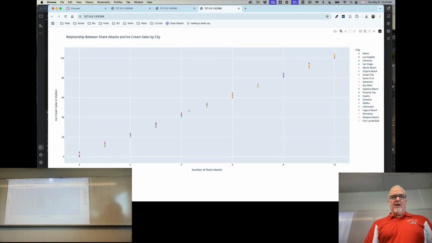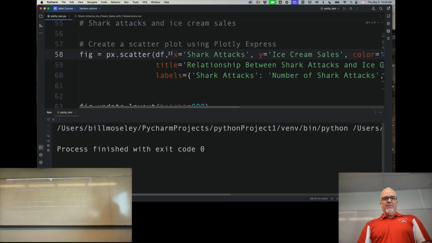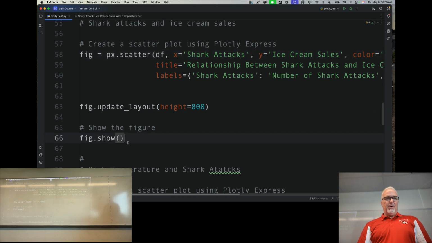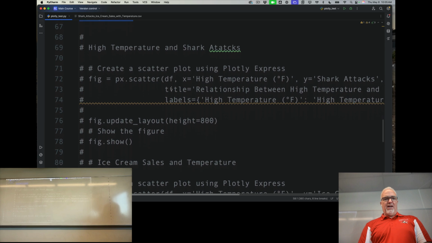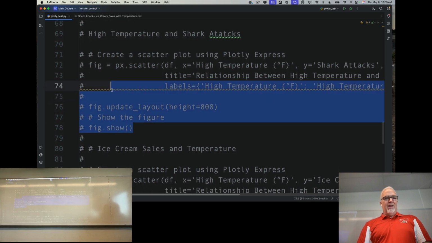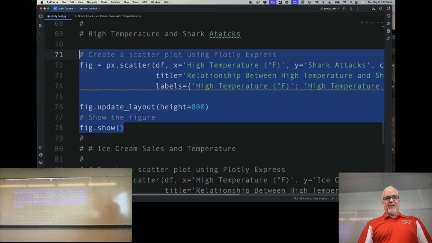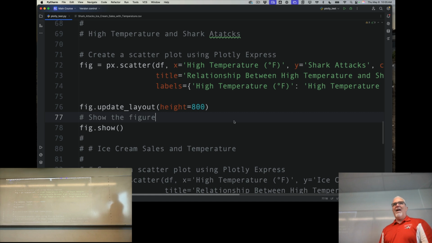So at this point, we can confidently say that shark attacks are causing ice cream sales, or ice cream sales are causing shark attacks, right? Am I right? No, because correlation and causation, in other words, just because they are related, doesn't mean one is causing the other. In fact, there's a third factor that we should consider, and that is temperature, which is also part of this data.